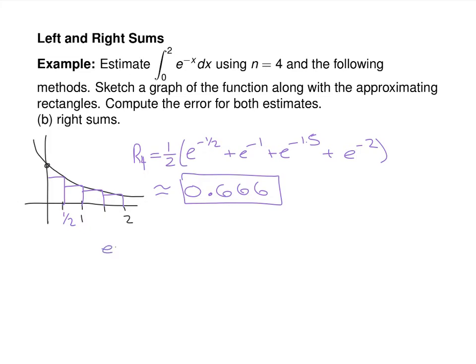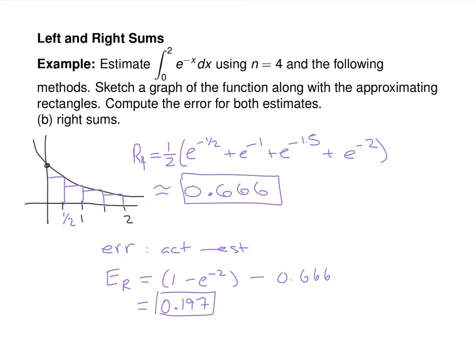Now the error in this case, remember we're going to find that using the actual minus the estimate. So we'll say capital E sub R, and that will equal 1 minus e to the negative 2 minus this 0.666, which is approximately 0.197. Which tells you that if you take this 0.197, add it to 0.666, it gives you the approximate value of the actual area under the curve. And I say approximate because both of those things have been rounded.